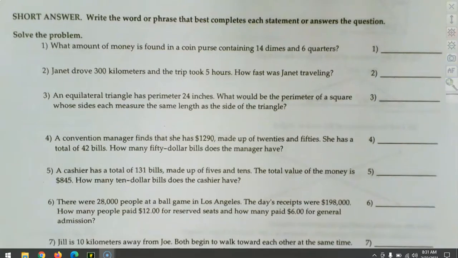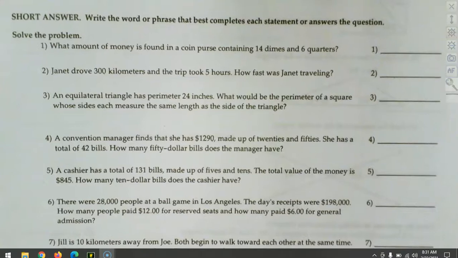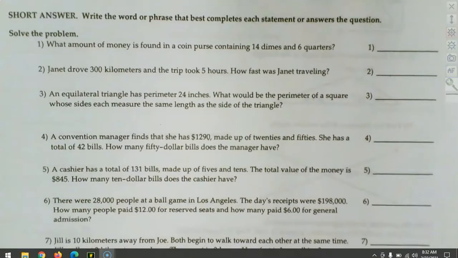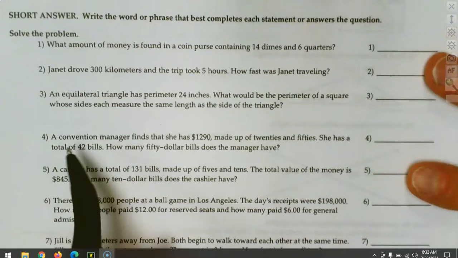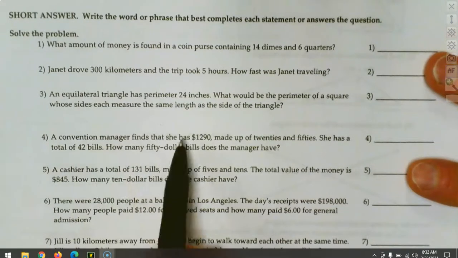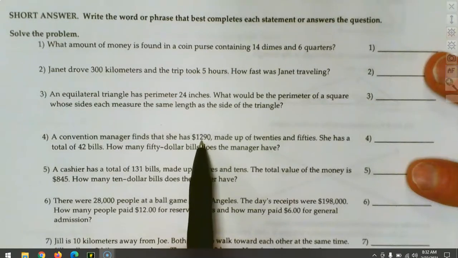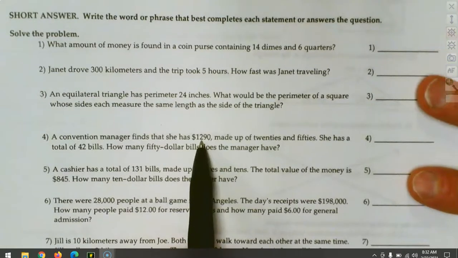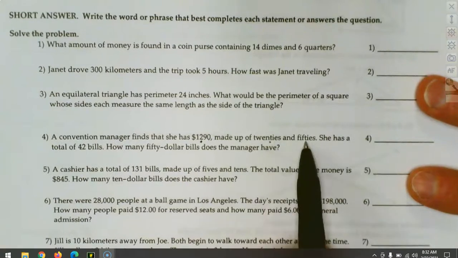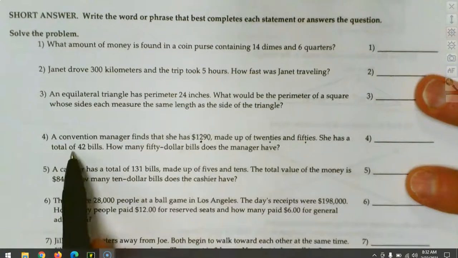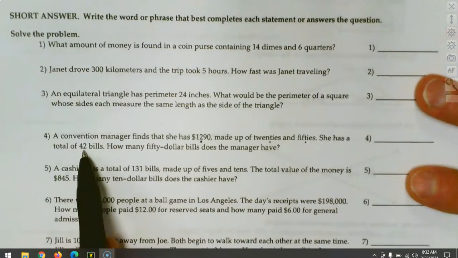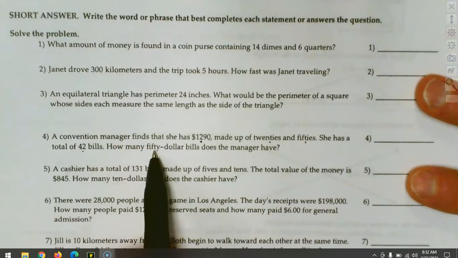Okay, so we're going to look now at question 4. Now this is a money question. So we're going to read it. We're going to identify what we're looking at. Set up the equation, and then I will leave the equation for you to solve. So a convention manager finds that she has $1,290 made up of 20s and 50s. She has a total of 42 bills. And we want to know how many $50 bills that we have.